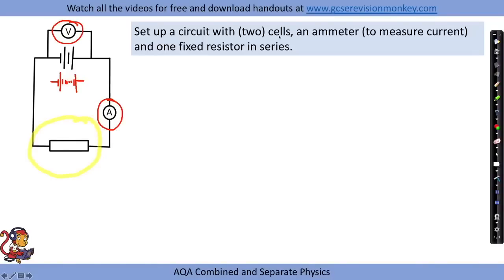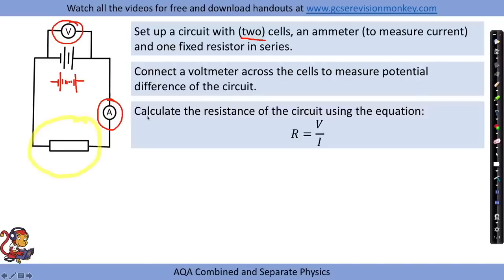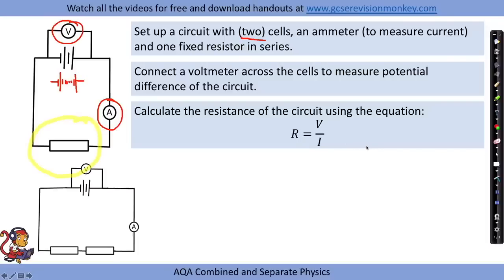So we set up a circuit with, suggest 2 cells, an ammeter to measure current, and 1 fixed resistor in series. We connect a voltmeter across the cells to measure potential difference. And we calculate the resistance of the circuit using the equation R equals V from the voltmeter divided by I, which is current from the ammeter.